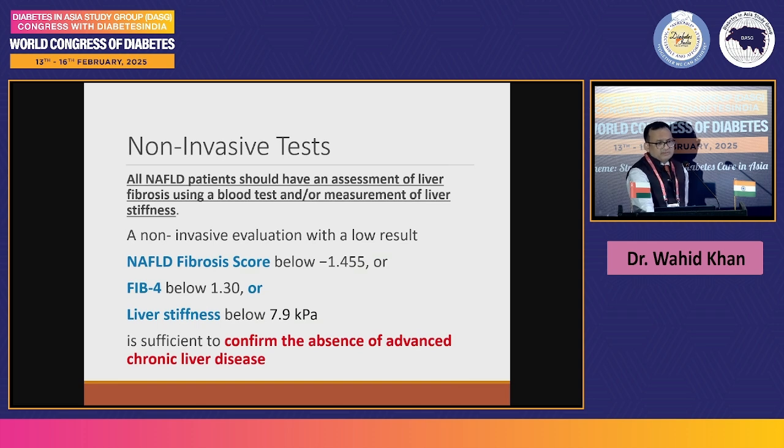Again, a non-invasive test evaluation with a low result of NAFLD score of minus 1.455 and below, FIB4 below 1.3 or liver stiffness measurement below 7.9 kilopascals is sufficient to confirm the absence of advanced liver disease in a patient with diabetes.